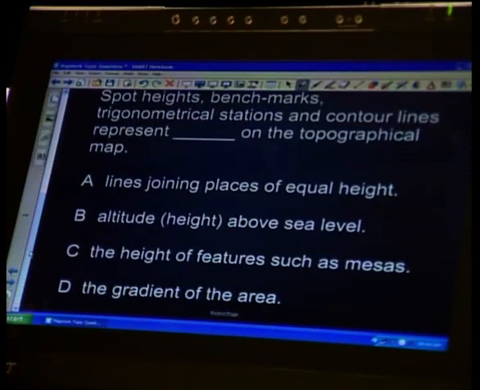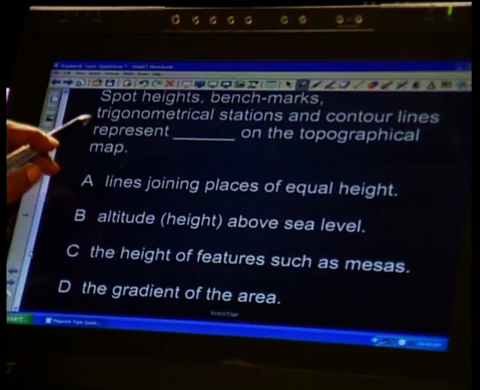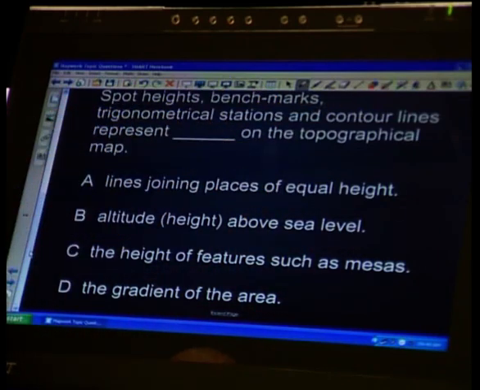Just one more multiple choice question itself. Spot heights, benchmarks, trigonometrical stations, contour lines represent something on the topographic map. Okay? And here it is altitude above sea level. Now, these are just a few multiple choice questions. Obviously, I mentioned coordinates and I mentioned map code, etc. As I'm going through the calculations and those steps, we will go through how to answer that.